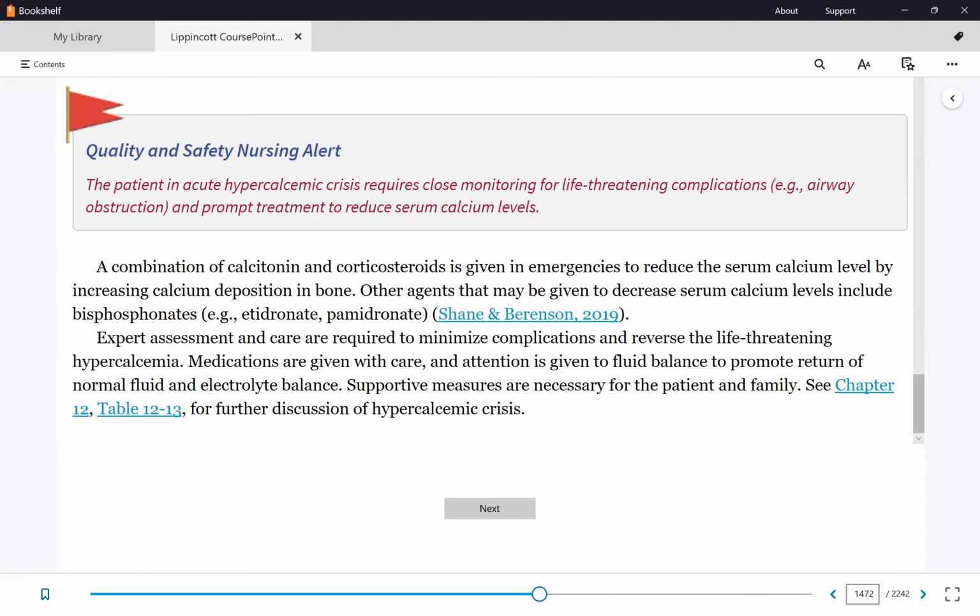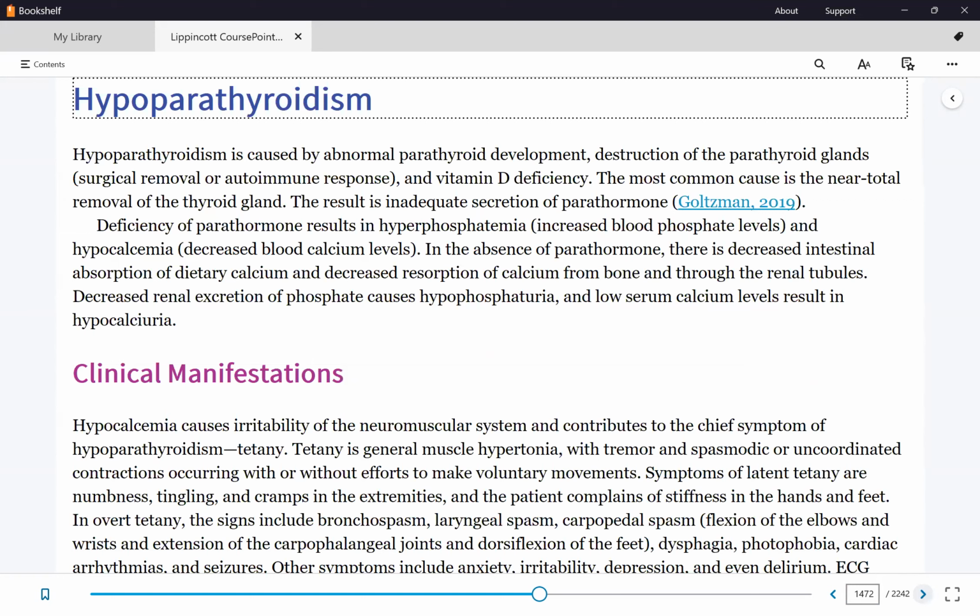Okay, let's go straight into hypo. In hypo, this is the opposite problem. Now the patient has hypocalcemia. There are several causes for this condition. It can also be a vitamin D deficiency. If that's the case, then the patient will receive both calcium and vitamin D.